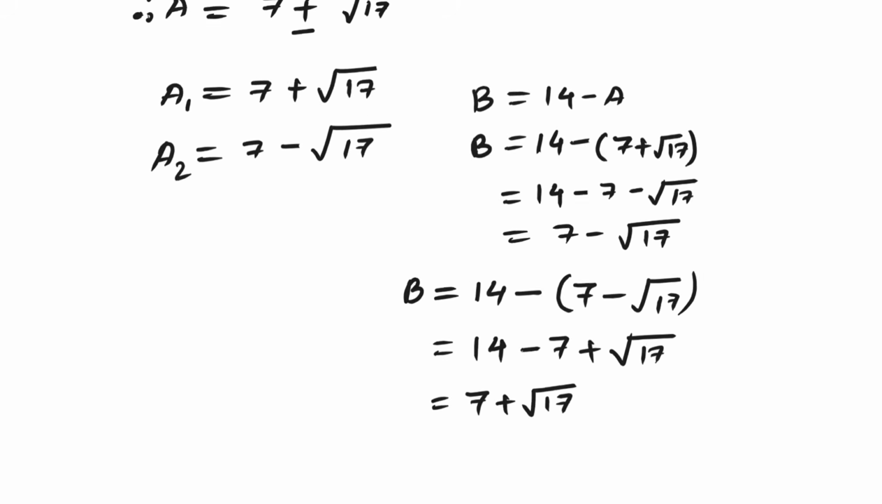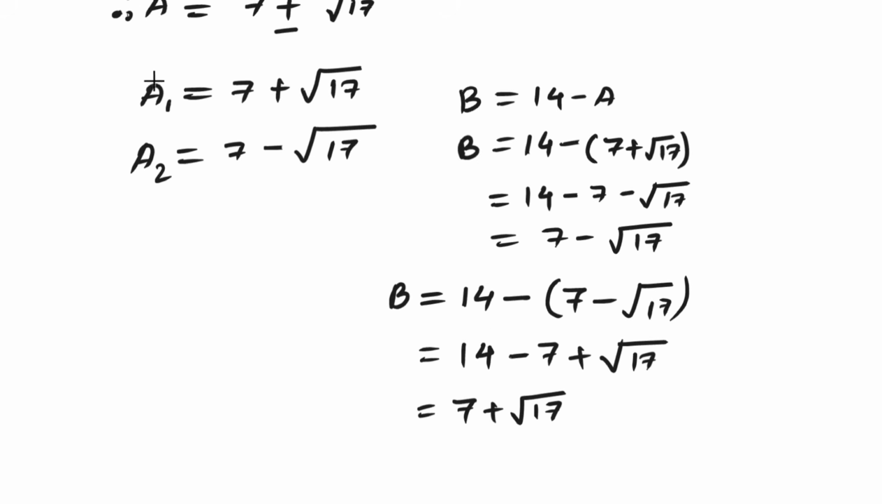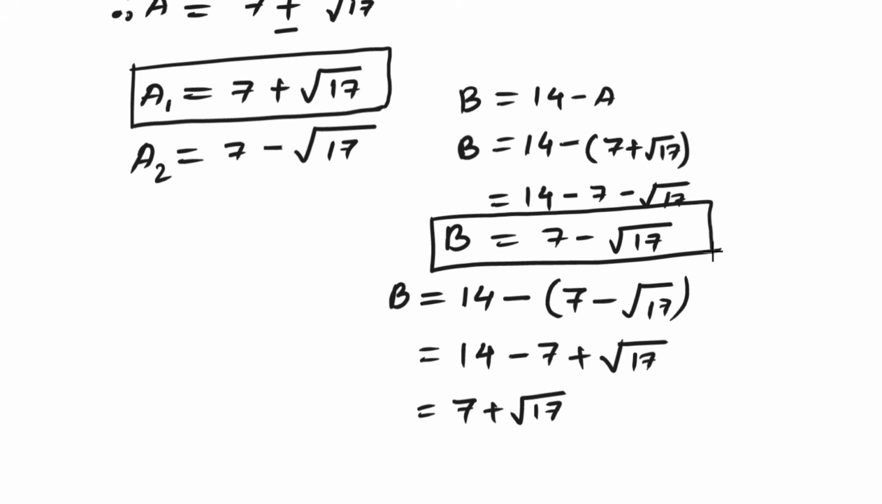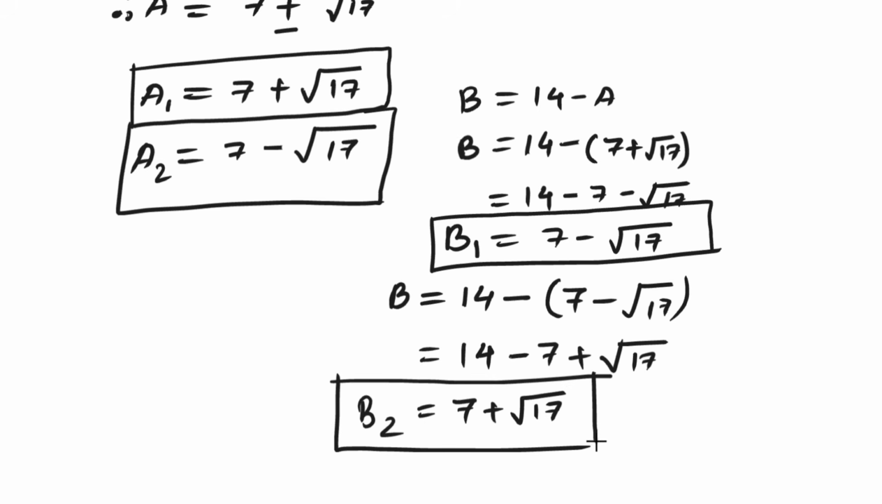Therefore, the two solution pairs are a equals 7 plus the square root of 17, with b equals 7 minus the square root of 17, or a equals 7 minus the square root of 17, with b equals 7 plus the square root of 17.